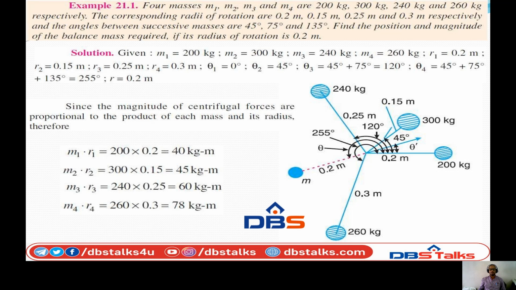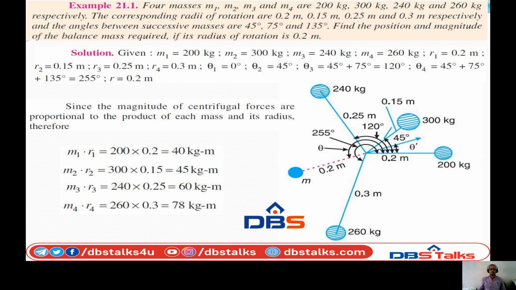Firstly we have to construct the angular position diagram. If you draw the angular position diagram correctly, then the position of balancing masses will be placed in the right position without any disturbance. Then we have collected the centrifugal forces M1 R1, M2 R2, M3 R3, M4 R4. Then for solving the problem, we have learned two methods. One is the analytical method and the second one is the graphical method.